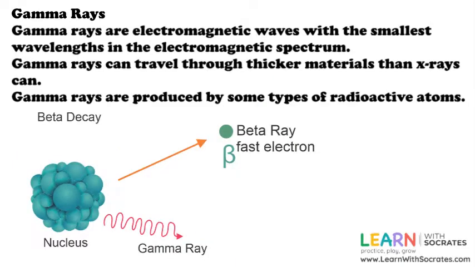Gamma rays. Gamma rays are electromagnetic waves with the smallest wavelengths in the electromagnetic spectrum. Gamma rays can travel through thicker materials than X-rays can. Gamma rays are produced by some types of radioactive atoms.